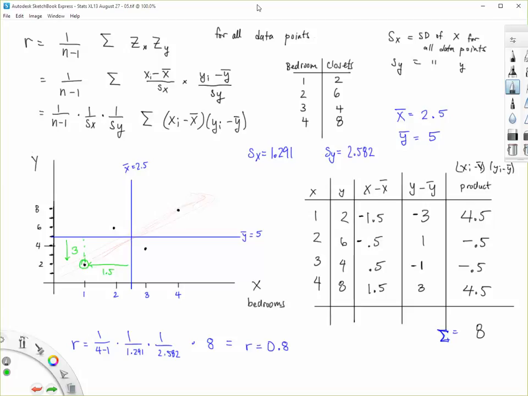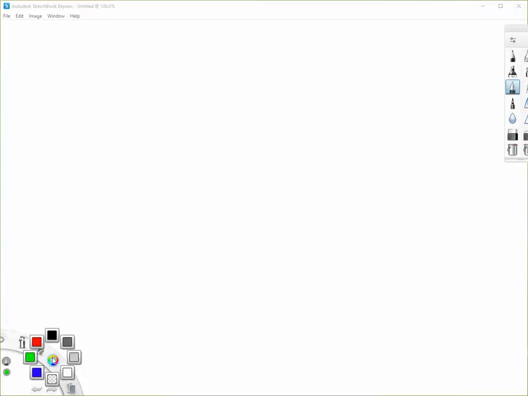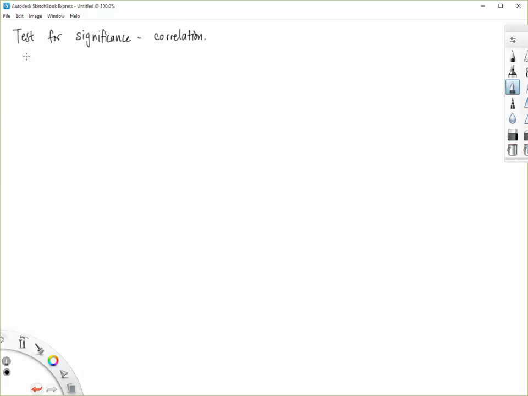Okay, so let's see. Let me write this. This is the test for significance of correlation. So we may observe correlation between x and y in a sample.